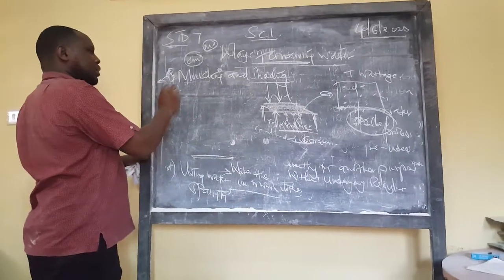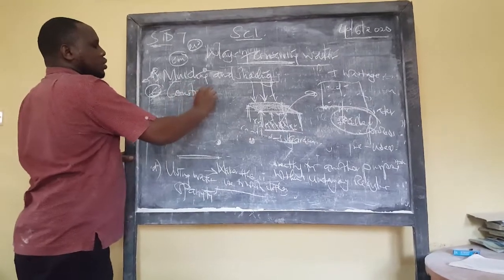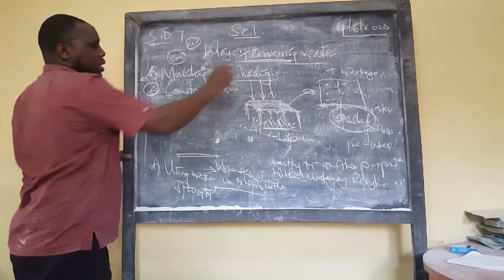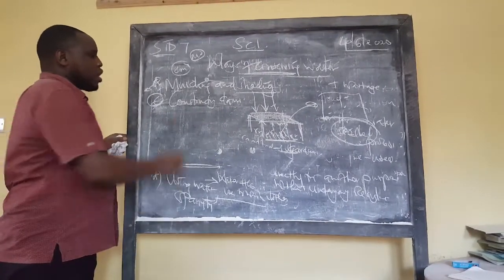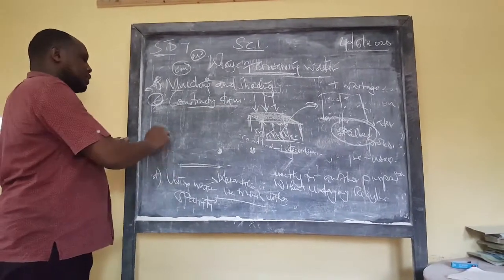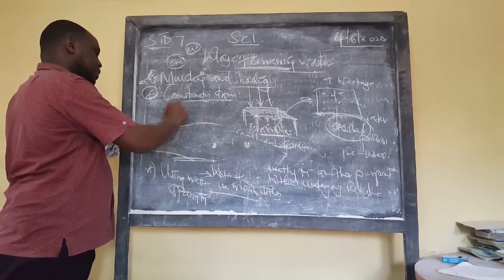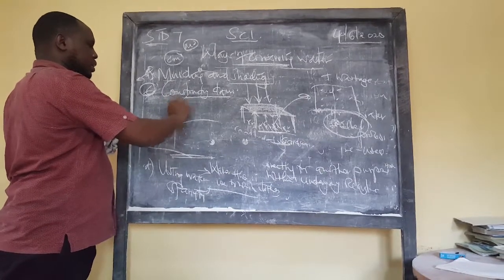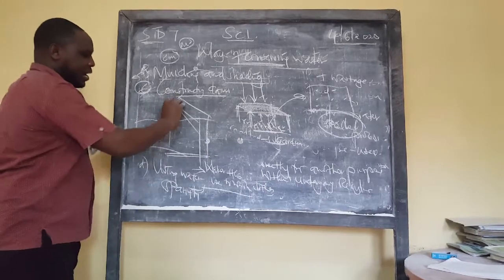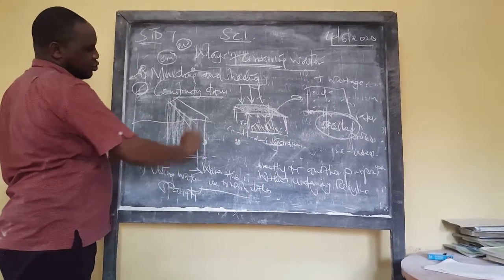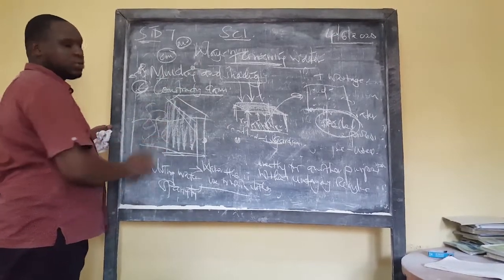The last point, that is number six, constructing dams. In areas where we have a lot of floods and a lot of rains, we construct dams. Dams are built maybe across rivers. You can have a river, then you come and build your dam like that. It's a barrier across a river so that this water does not go anywhere on the other side. The water piles on this side.